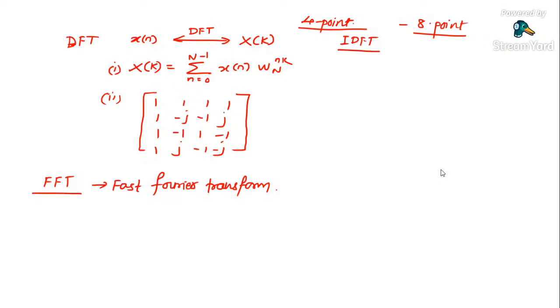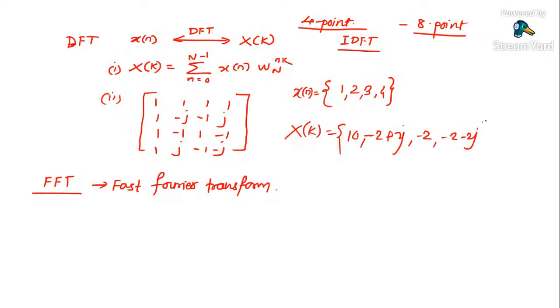So in fast Fourier transform, whatever answer you get, the same answer you will get from the DFT methods. Earlier, if the x of n is 1 2 3 4, then by using DFT you calculate the x of k, the answer, that is 10, minus 2 plus 2j, minus 2, minus 2 minus 2j. So this is the DFT of this x of n. If you apply fast Fourier transform, then also you will get the same answer. There is no issue, but the method is faster.